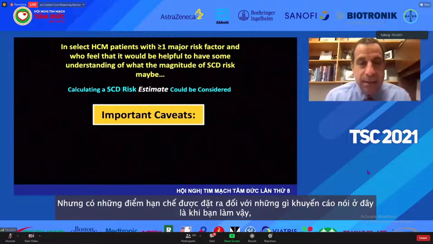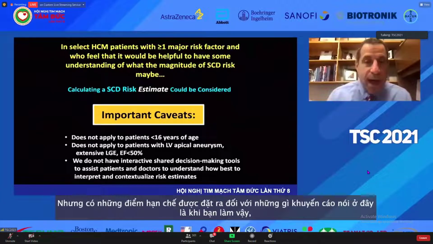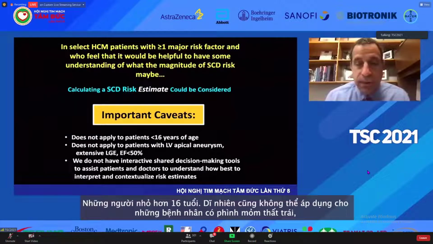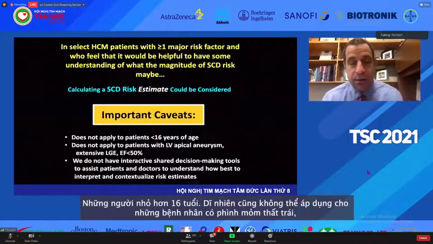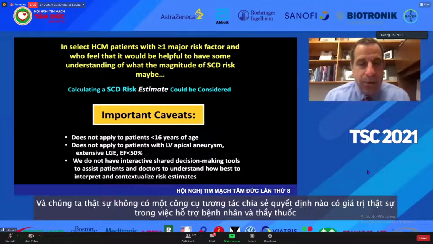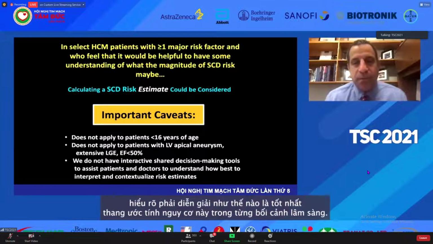But important caveats that were raised in terms of what the guidelines said here too was that, of course, when you do that, these risk estimates don't apply to some of the highest risk patients with HCM in terms of sudden death, those less than 16 years of age. Doesn't apply, of course, to patients that have apical aneurysms, extensive scarring, or systolic dysfunction, because those risk markers have not been incorporated into risk tools today yet. And we don't, importantly, have any interactive shared decision-making tools that have been validated to help assist patients and doctors to really best understand how best to interpret and contextualize these risk estimates.